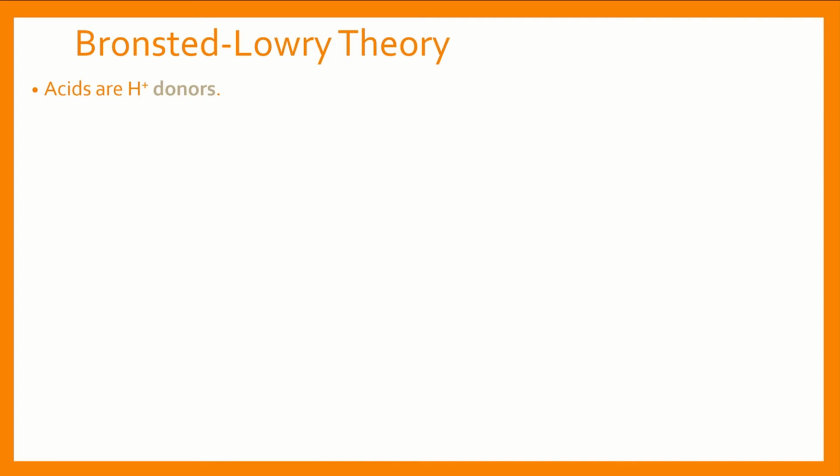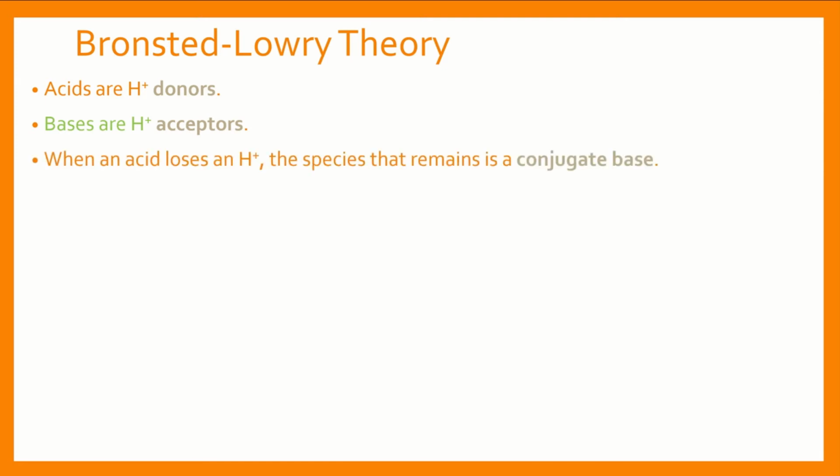So, Bronsted and Lowry suggest that acids are hydrogen ion donors. Bases are hydrogen ion acceptors. So when an acid loses that H+, it has to go somewhere. It goes to the base, and we call the species that remains, the acid that had lost the H+, a conjugate base. So an acid becomes a conjugate base. Again, the idea is, once an acid's given up his H+, he could now take one back. That makes him a base.